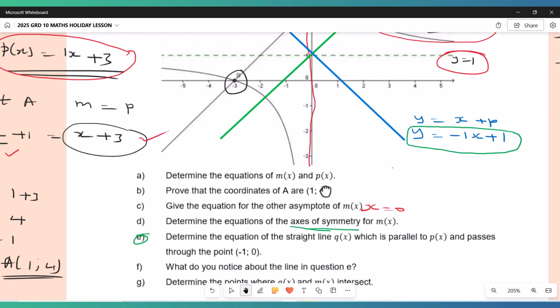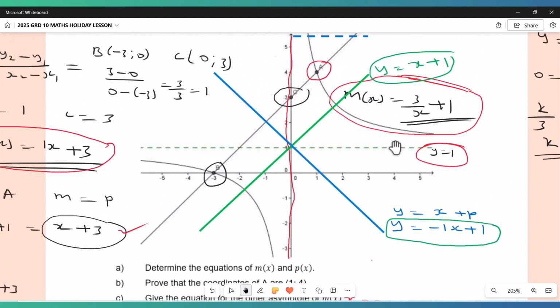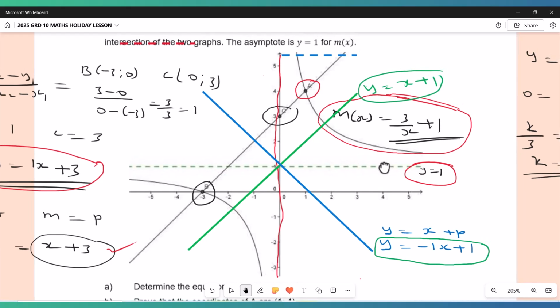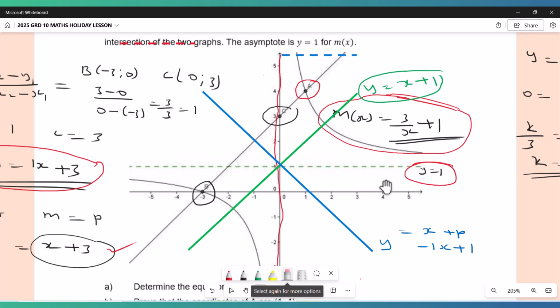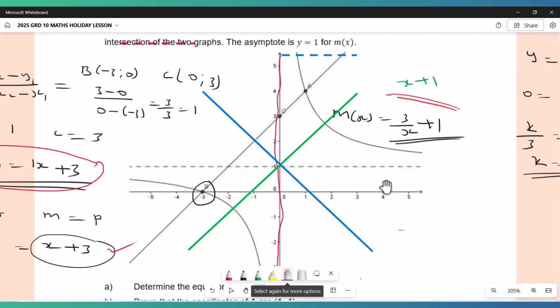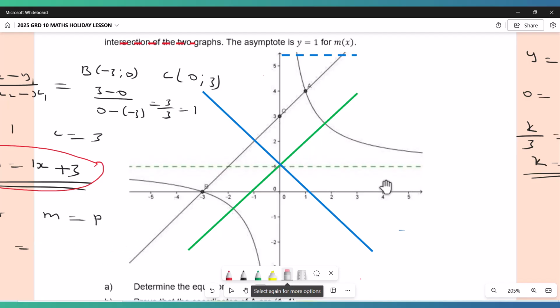So guys, if the lines are going to be parallel, what is common with them? What's common with lines which are parallel? Any ideas? What is equal? Yes, talk to us. What is equal? Guys, if the lines are parallel, they have equal gradients. They have what? They have equal gradients.